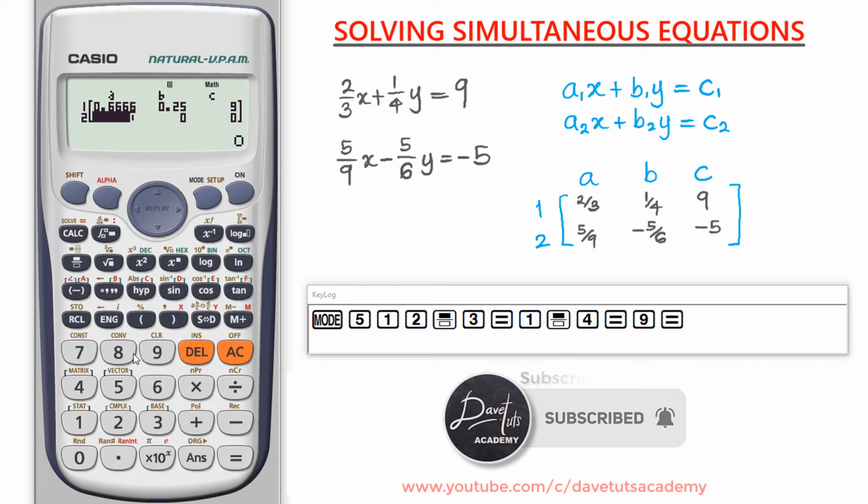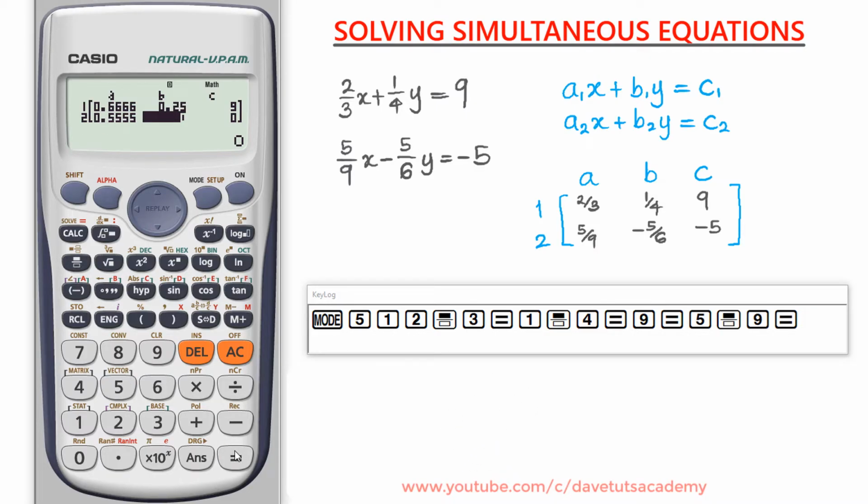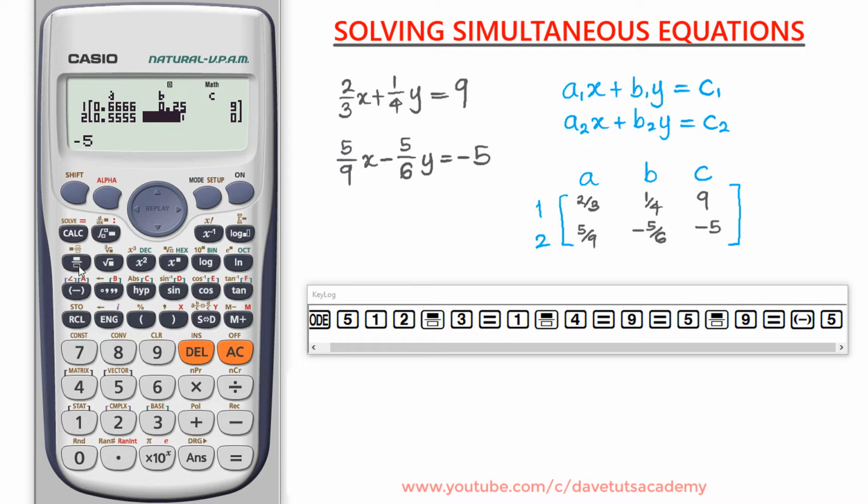Then in the second equation, we have 5 over 9 as the coefficient of x. We have minus 5 over 6. Again, you don't want to leave out your negative sign. This is minus 5 over 6, and press equal to input the value. And then for the constant, this is minus 5.